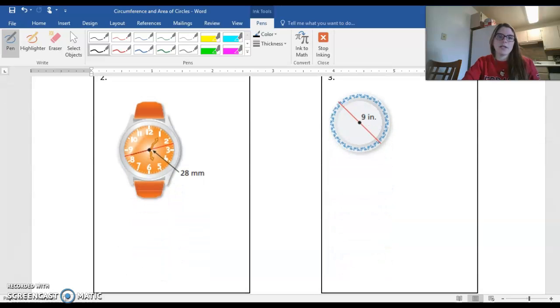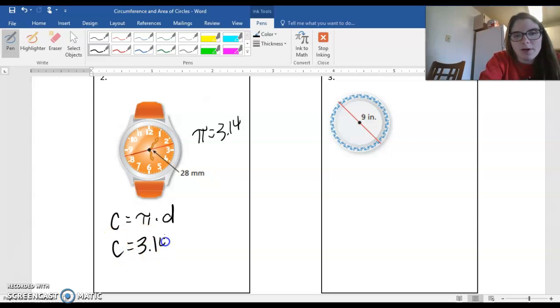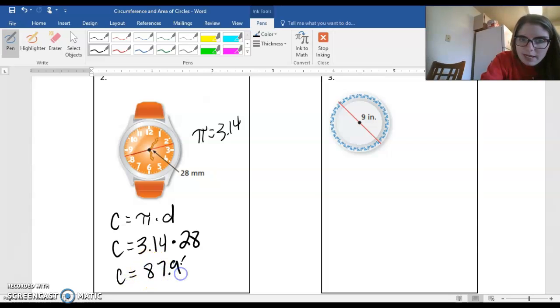On the next one, it looks like they gave us the diameter. If you notice, the line goes all the way through. So I'm going to have circumference equals pi times diameter. Remember, pi equals 3.14. So I'm going to have the circumference equals 3.14 times 28. And when you multiply that out, you should get the circumference equals 87.92 millimeters.